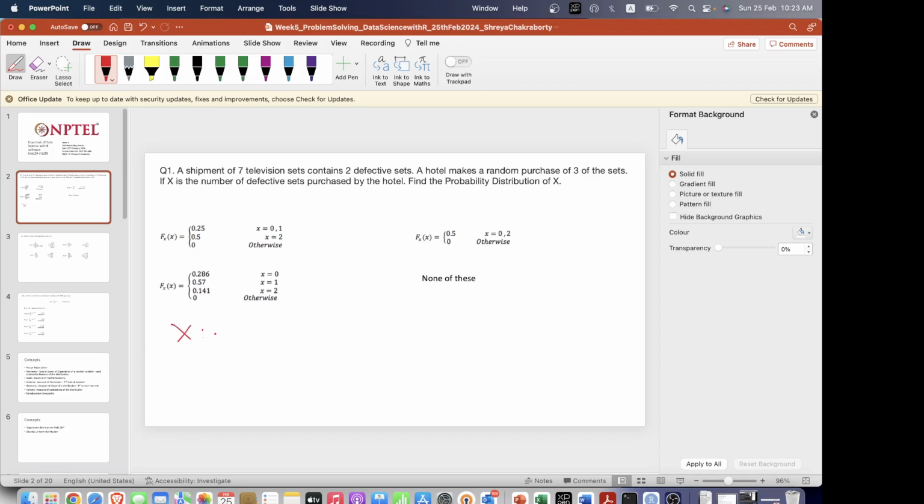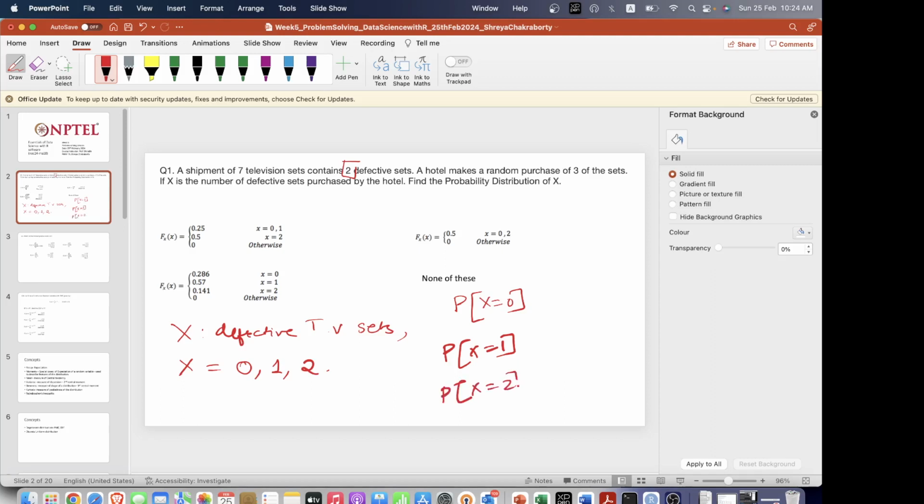So my random variable is the number of defective TV sets. Alright, and x can take values: it could be 0, it could be 1, it could be 2, but it cannot be 3 because in total there are 2 defective sets. Now we have to find the probability distribution, that is, what is the probability x equal to 0, what is the probability x equal to 1, what is the probability x equal to 2.